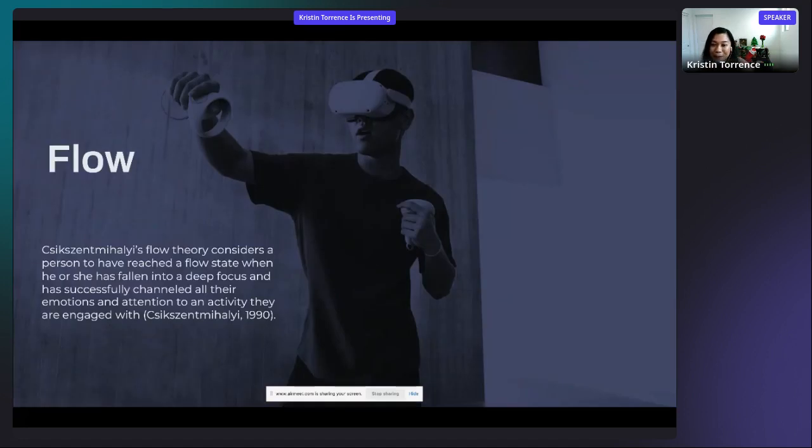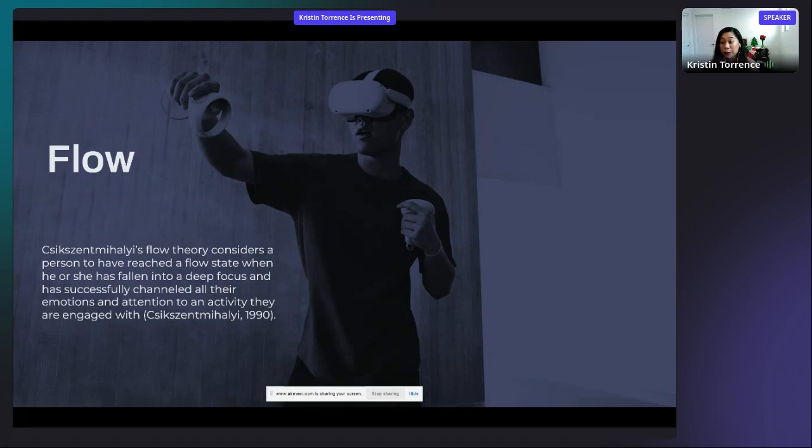You may ask why we even need this sort of framework. And the short answer is flow. If you can, maybe add some reactions if you've ever heard of flow. Looks like there's a couple.